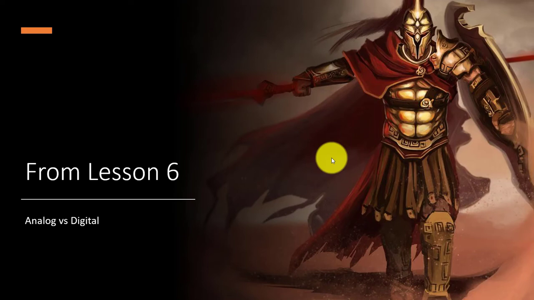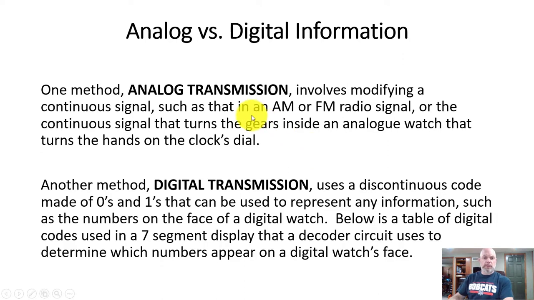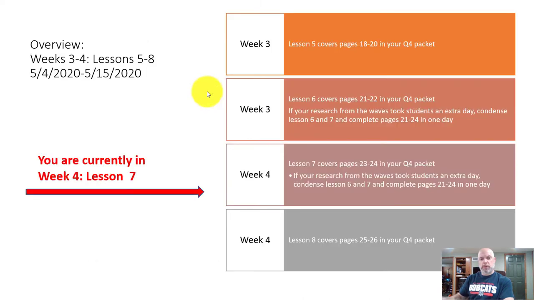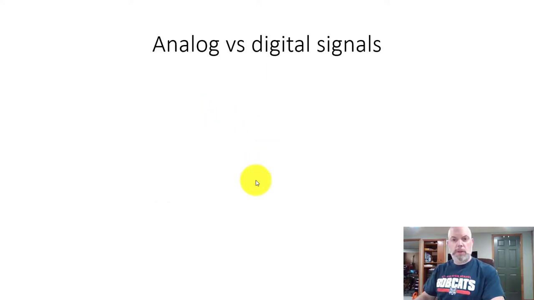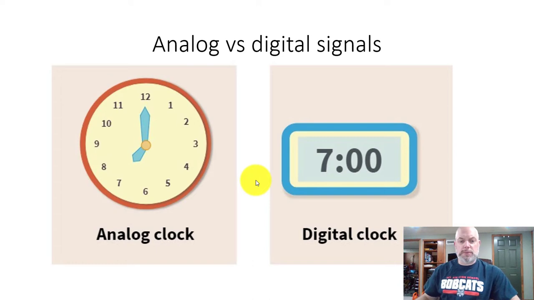And then lesson 6, you got into analog versus digital. You looked at these little definitions for analog and digital. And so the next lesson, so week 4, you'll be in this one, week 4, lesson 7, does more with analog and digital. So as some examples here, we can look at an analog clock and digital clock.